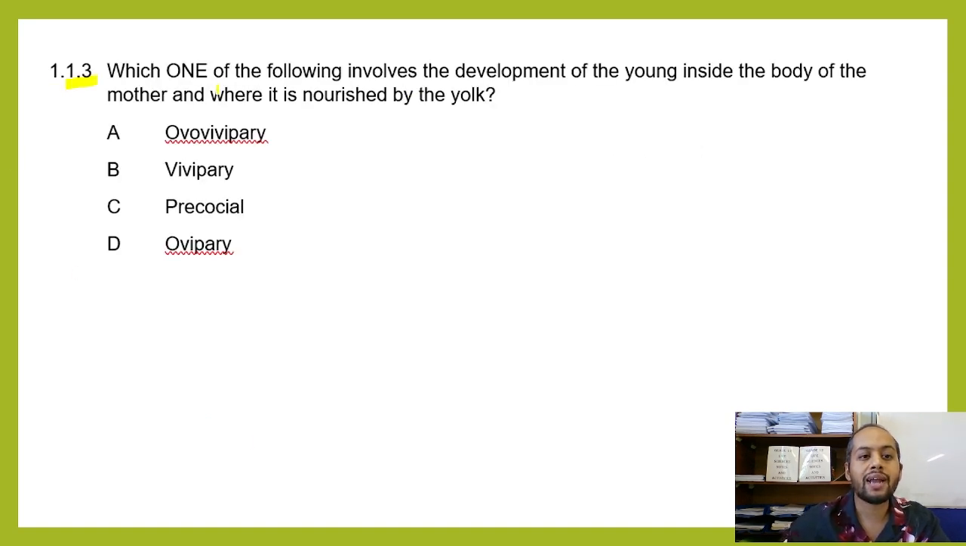1.1.3 says: which one of the following involves the development of the young inside the body of the mother, where it's nourished by the yolk? Oviparity, viviparity, precocial, or ovoviviparity. The correct answer is going to be D, because they're saying the young is growing inside the body of the mother, but it's nourished by the yolk. So growing on the inside, nourished by the yolk: ovoviviparity.